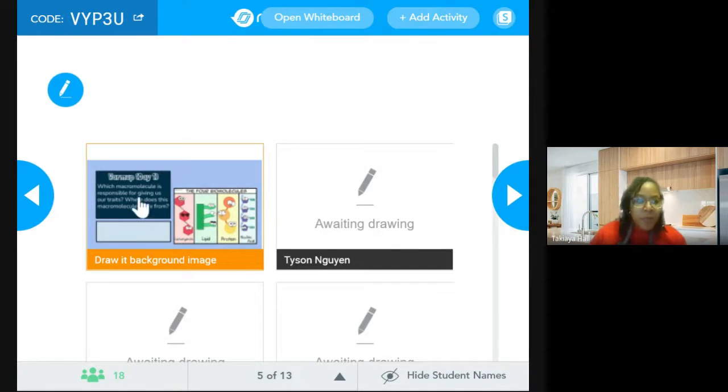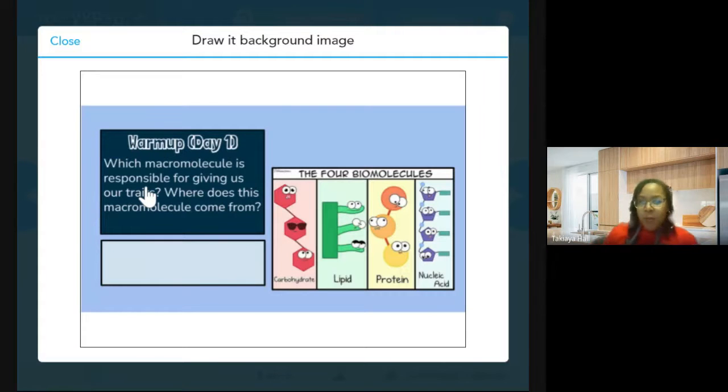There we go. I just want to make sure that it's there. All right, so with the warm up, I want you to explain to me or identify which macromolecule is responsible for giving us our traits. And then where does this macromolecule come from? So that's the warm up.